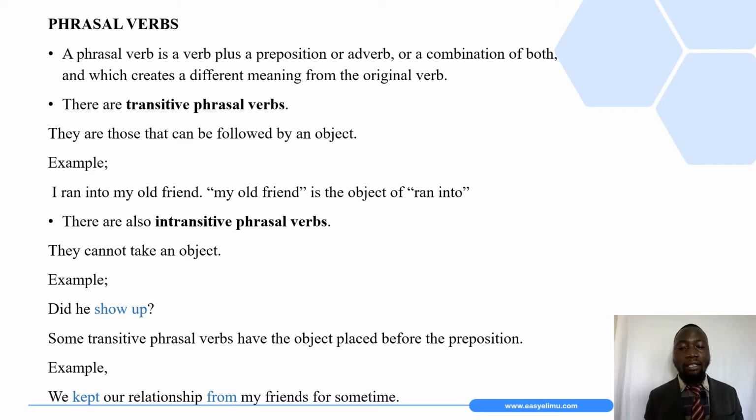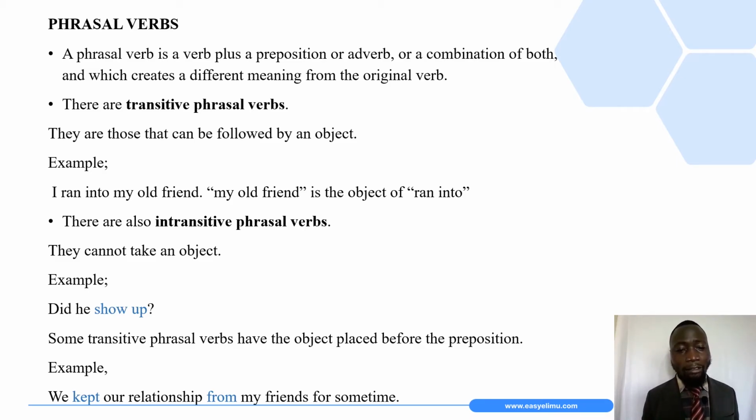Again, we are also told that some transitive phrasal verbs have the object placed before the preposition. That is, the object appears before the preposition. An example sentence is: we kept our relationship from my friends for some time.